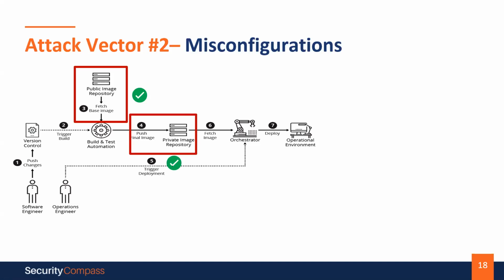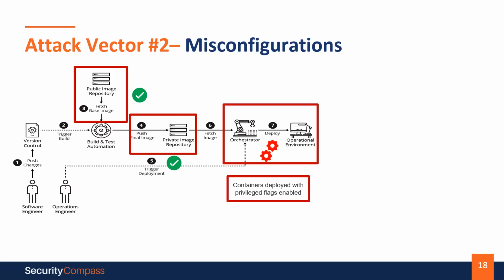It makes an attractive target for the attackers as well. So for instance, the operational engineer who is a part of the development team instructs the container orchestrator to perform a deployment on the operational environment with the images from the private repository. Now here the container orchestration platform is misconfigured and is deploying the containers with the privileged flag enabled. The application will get deployed on the operational environment and will be available on the internet to external users. If the application is available on the internet, it's a potential target for the attackers as well.